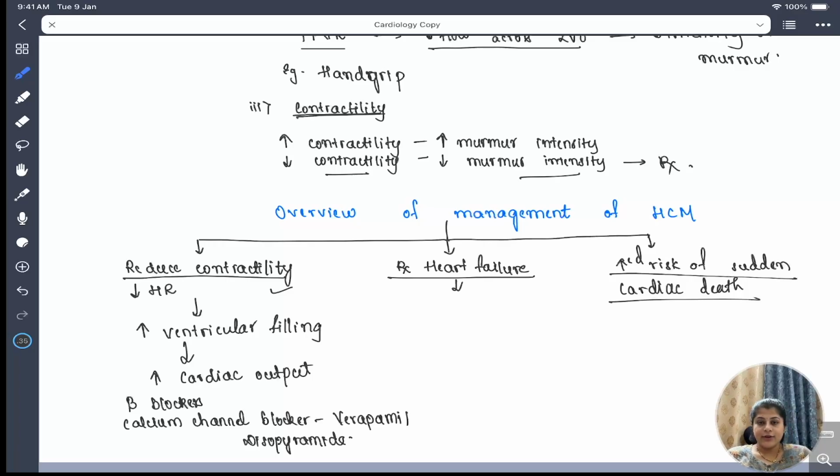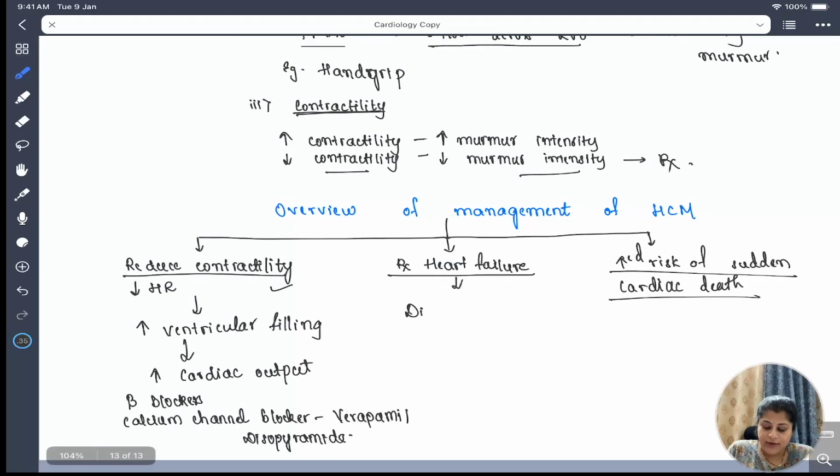Now, in the second scenario, if the patient is having heart failure, then you will have to treat the patient for heart failure. Mainly, you will be using diuretics.